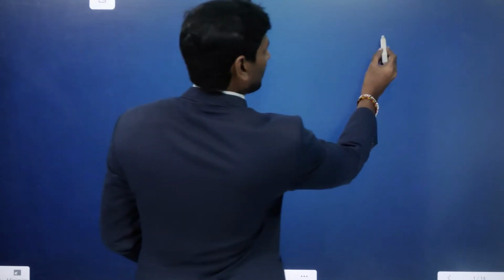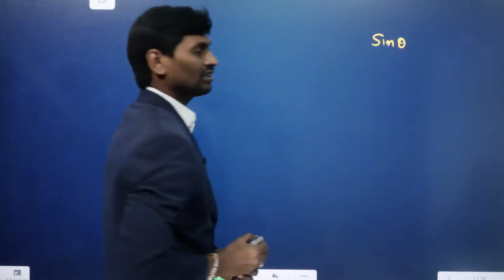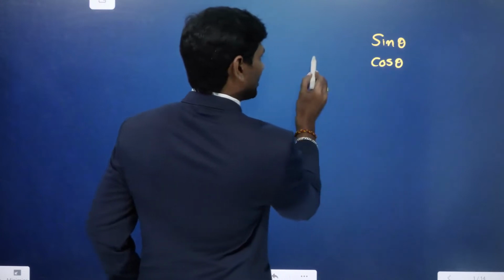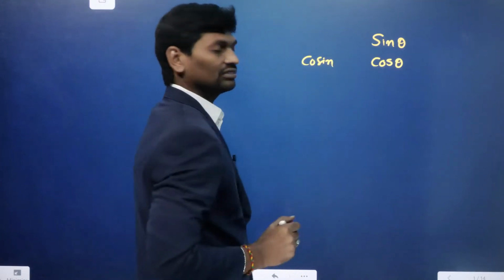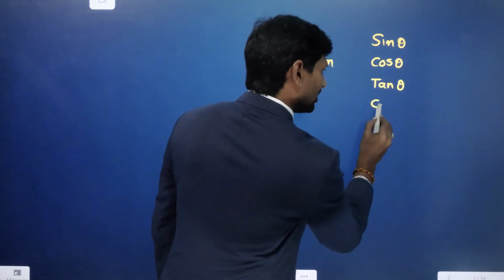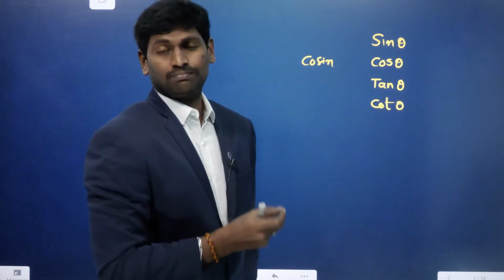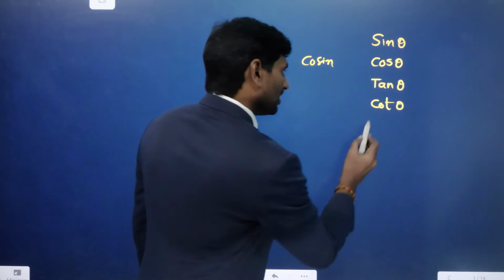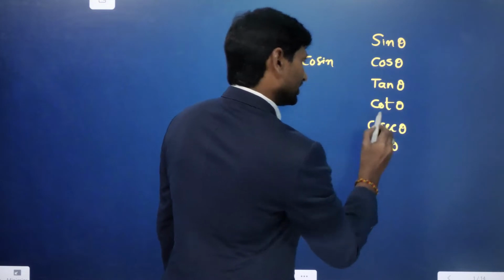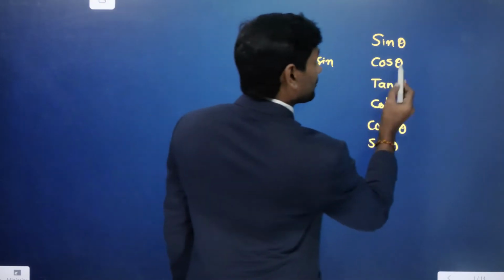So in our previous class we discussed the trigonometry topic, right? Mainly there are 6 ratios. What are the ratios? Sin theta, and second one cosine, cos theta, tan theta, cot theta. Theta represents the angle. And cosecant and secant: cosec theta, sec theta. So what is the ratio of sine?